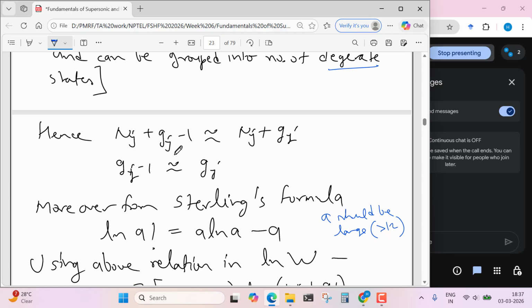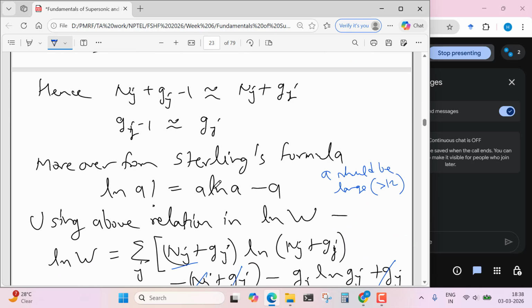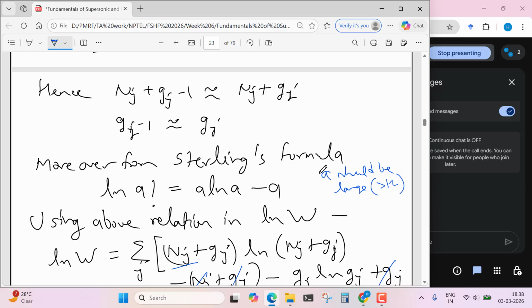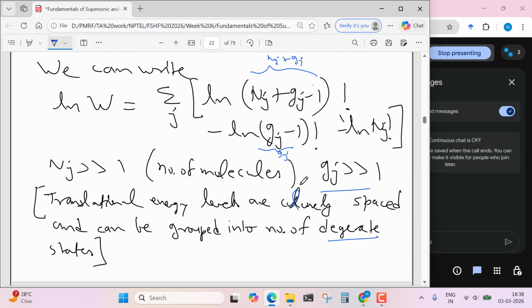So nj plus gj minus 1 is equal to nj plus gj, and gj minus 1 is approximately equal to gj. And from Stirling's formula, which is for log of a factorial equal to a log a minus a, here a should be large, should be greater than 12, which is already satisfied here because nj and gj are large.